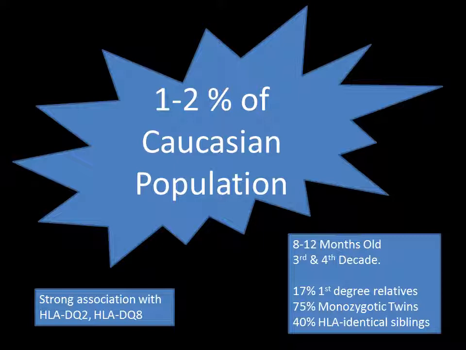There are 2 peaks of age at which this condition may be diagnosed, 8 to 12 months old and the 3rd and 4th decade of life. The etiology of this condition is still unknown, but a genetic component is thought to be one of the main factors.